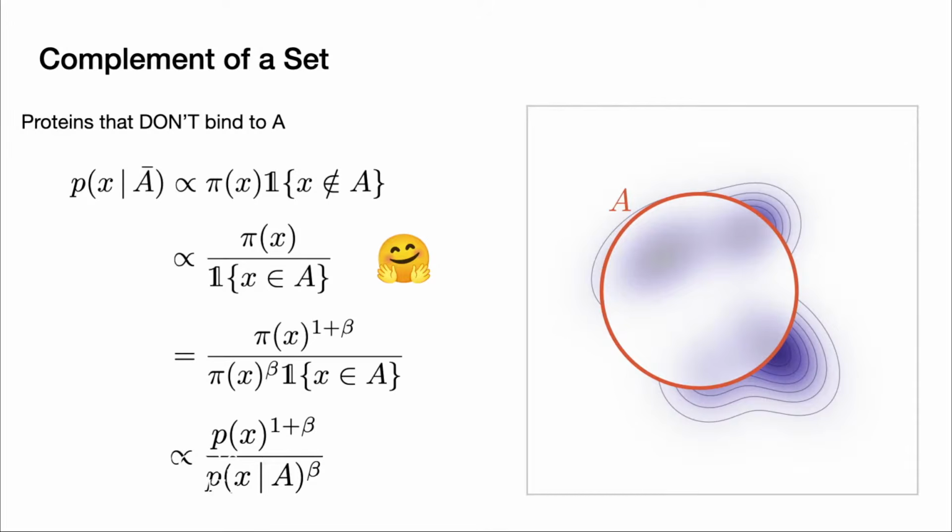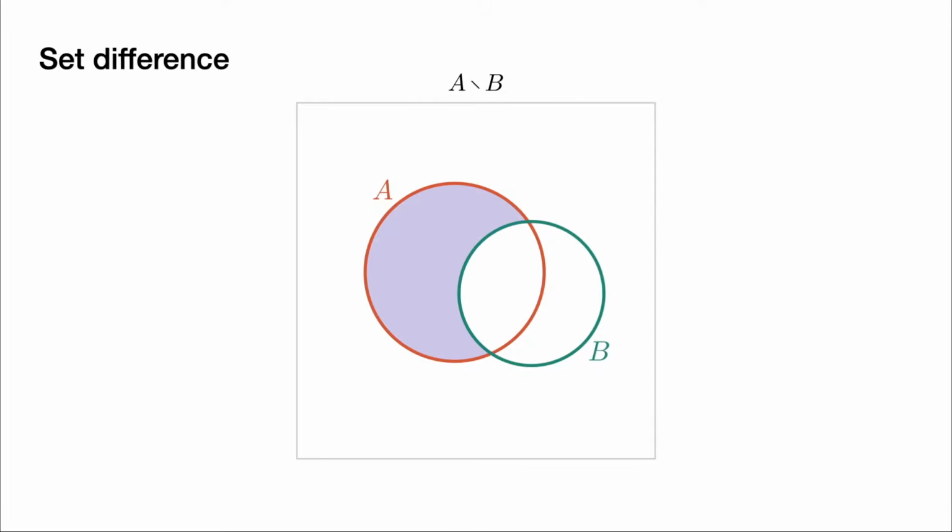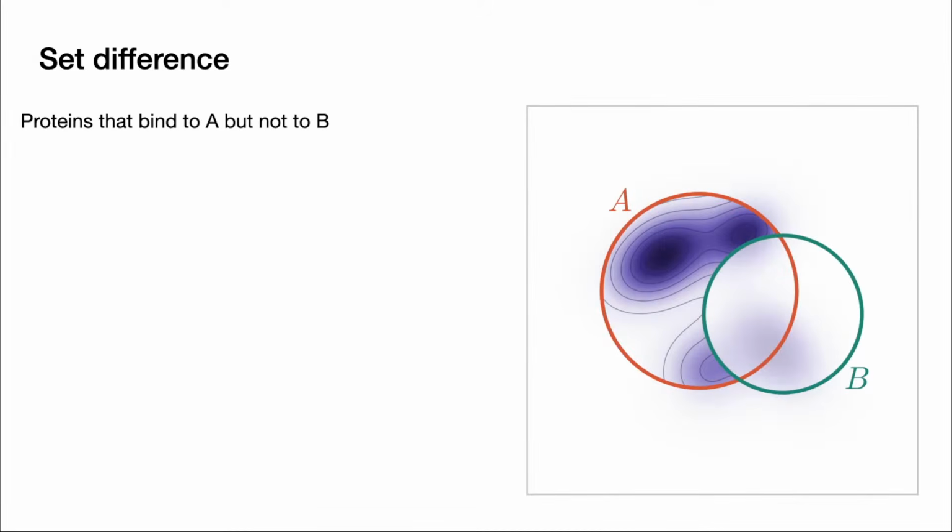Yeah, so we define the complement of a set. The same thing goes for the set difference. And this is the most practical definition, because we can define proteins that bind to A but not to B. And this is important for safety panels when we generate some drug.